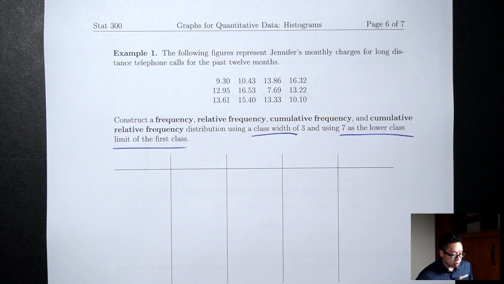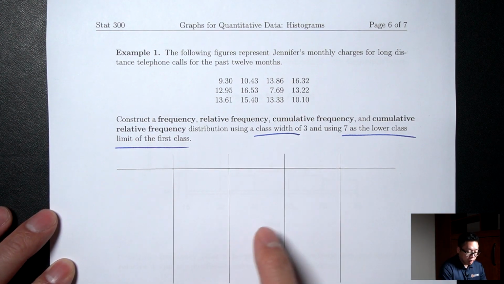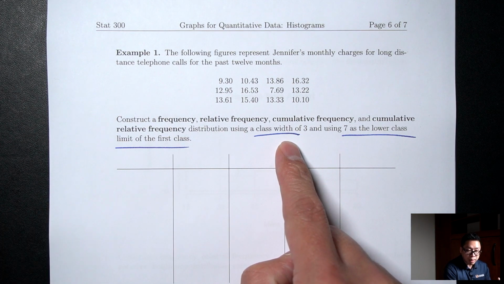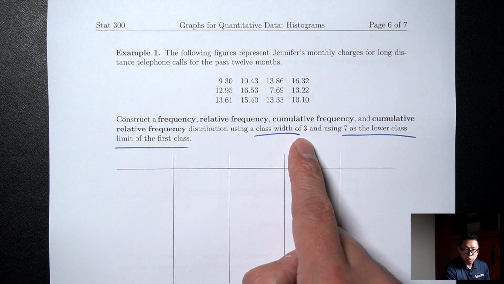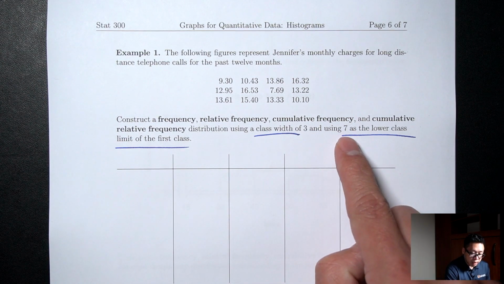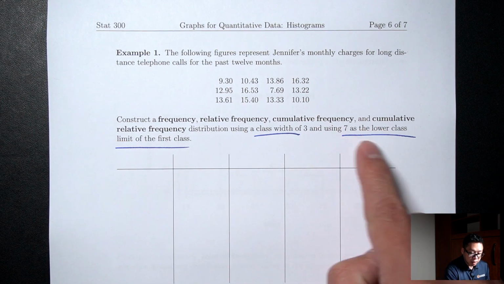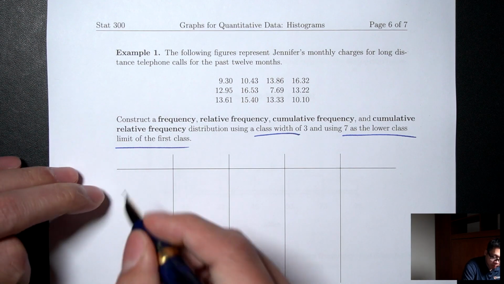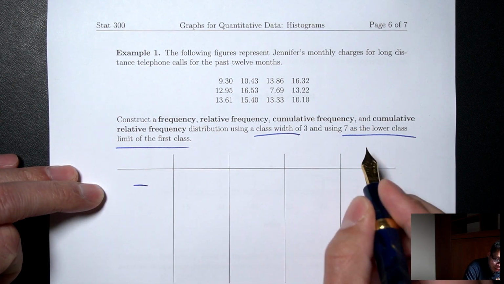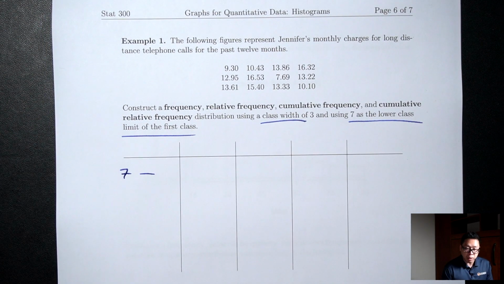So what this is telling you to do is to break up the data into ranges, and I'm telling you how right here, okay? Class width of 3. So when I make my ranges, my lowers should go up by 3, my uppers should go up by 3. 7 as the lower class limit of the first class. That's saying make 7 the lower number of the first range. So my first range, I want 7 to be the lower number of that first range. Okay, I don't know what the upper number is yet, and I don't need to know right now.